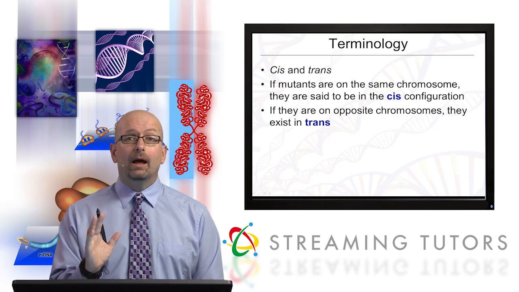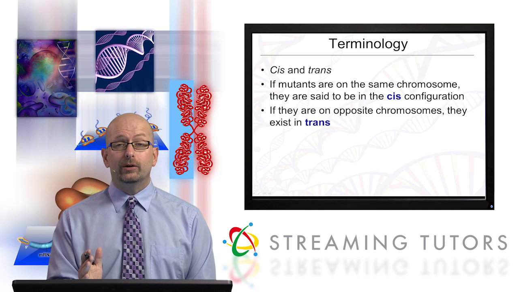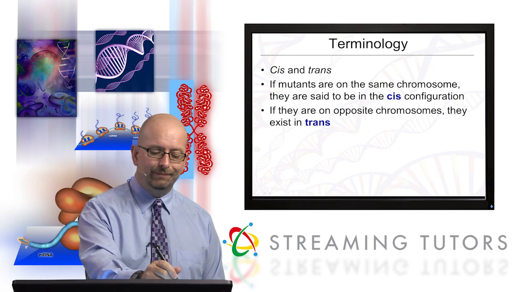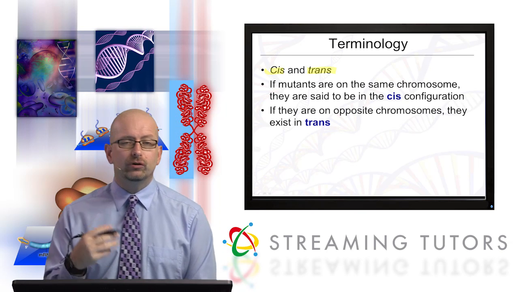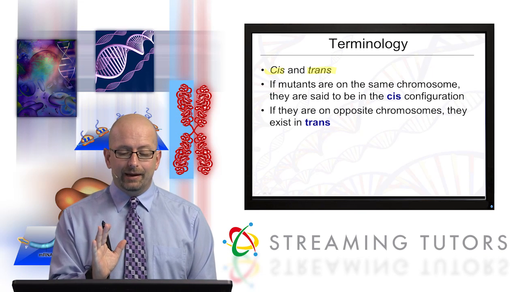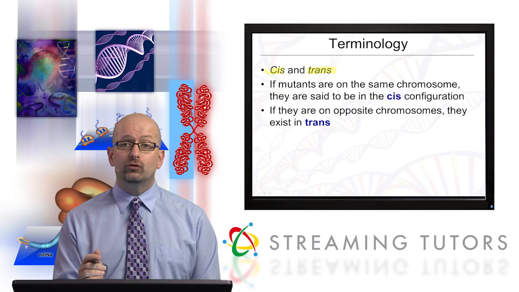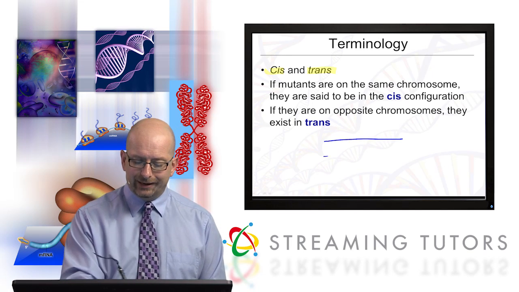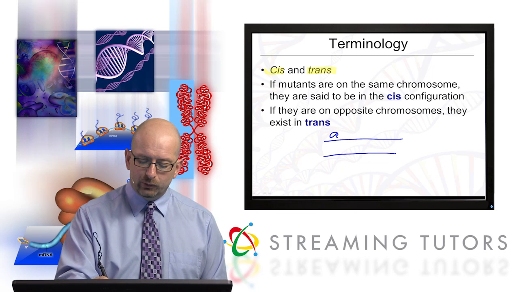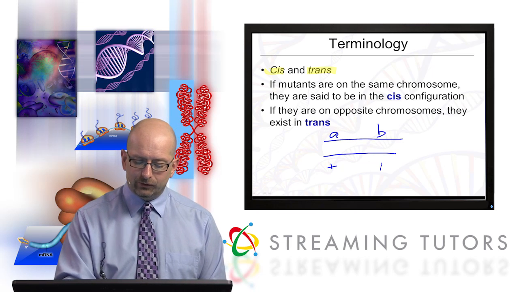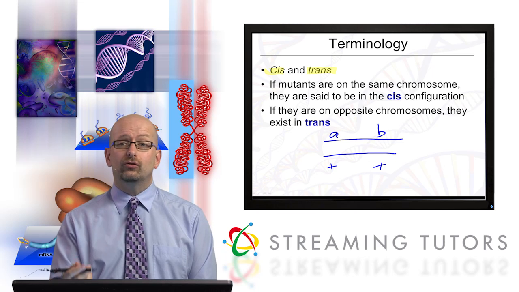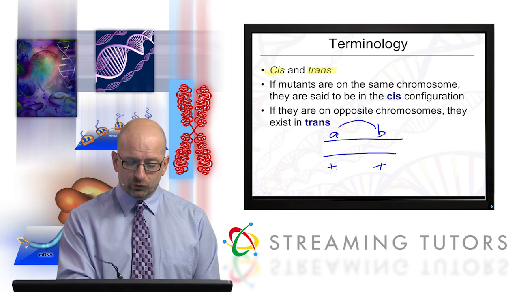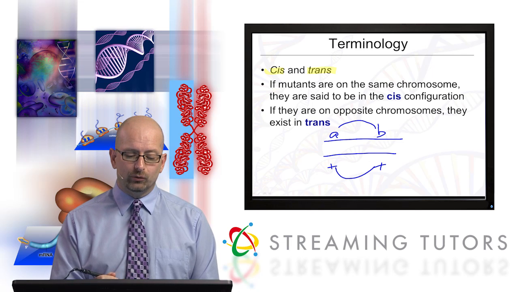Okay, so certain terminology that's going to be important for the construction of the map is cis and trans. Now, you may know this from chemistry or somewhere else. If mutants are on the same chromosome, they're said to be in the cis configuration. So let me draw you a little picture just using any two loci. Here's mutant A and B and plus and plus. This is considered to be cis. Cis sort of means next to, right? The two mutants are on the same chromosome, the two wild types are on a different chromosome.